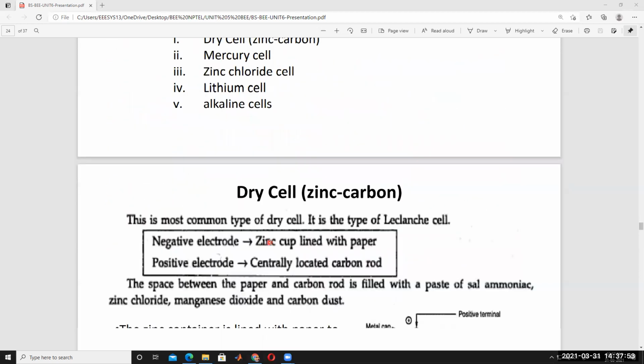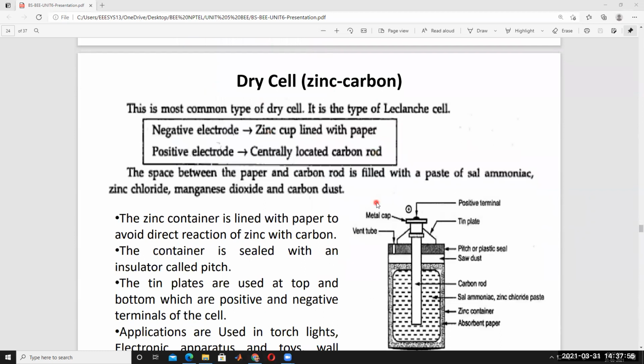So this is the dry cell circuit diagram, and what are the different types of electrodes used in a dry cell? This is the most common type of dry cell, the Leclanche cell. In this, the negative electrode is a zinc cup lined with paper, and the positive electrode is a centrally located carbon rod. So this is called the positive electrode.